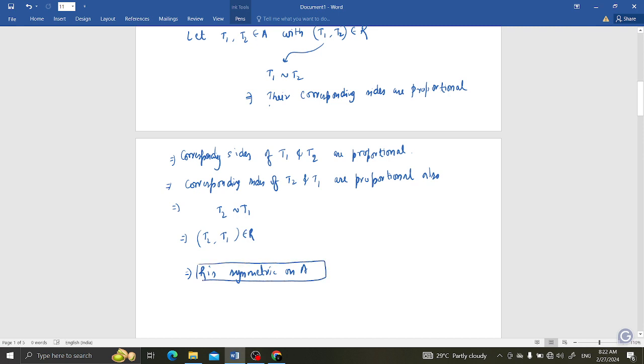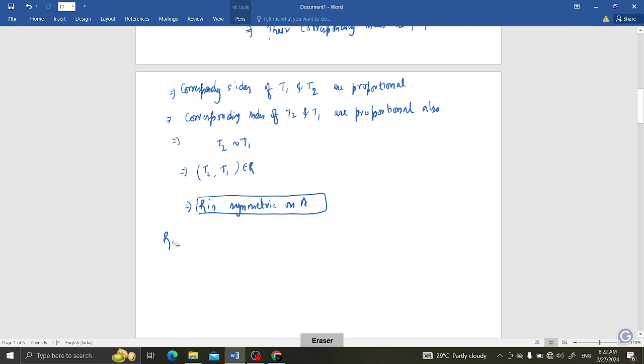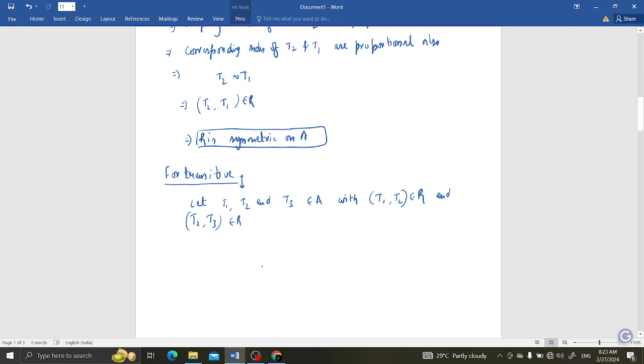Okay, now clearly for transitivity also, for transitive means let T1, T2 and T3 belong to A, with two more things we need to assume: T1 comma T2 belongs to relation R, and T2 comma T3 belongs to relation R. We need to check if T1 comma T3 belongs to relation R.